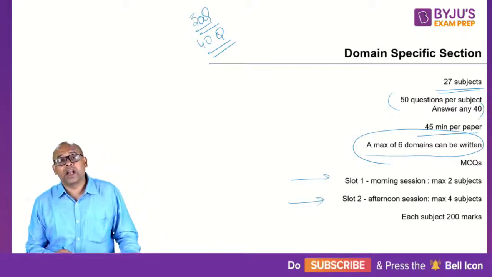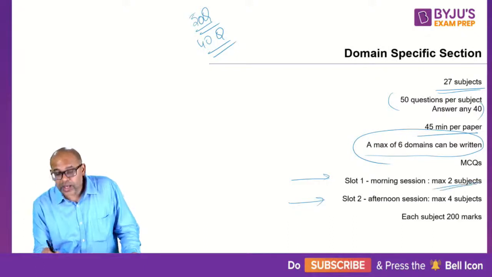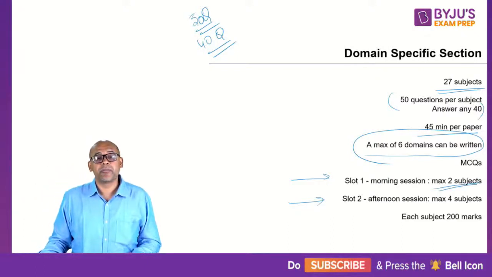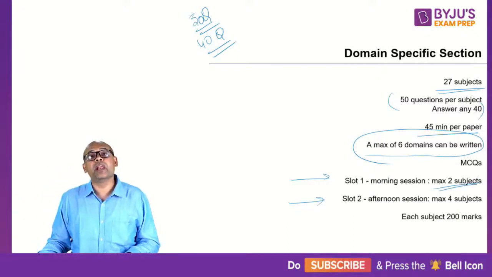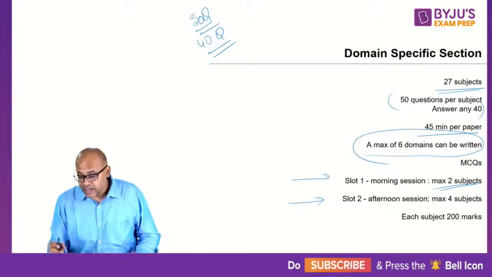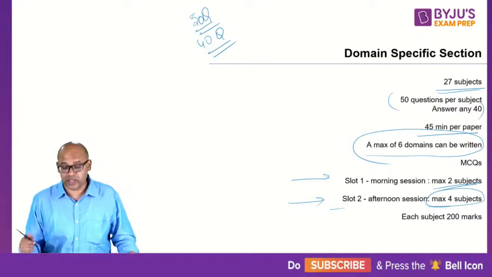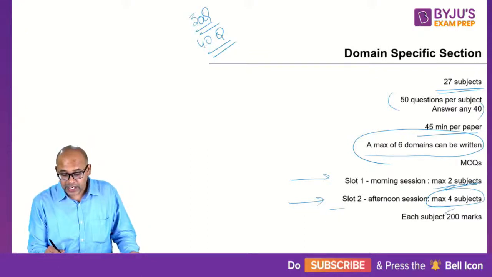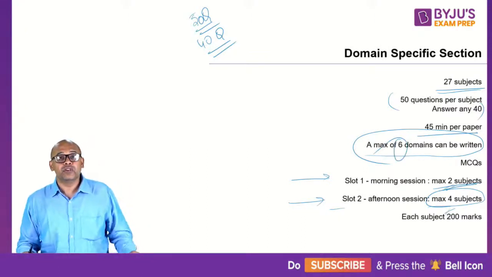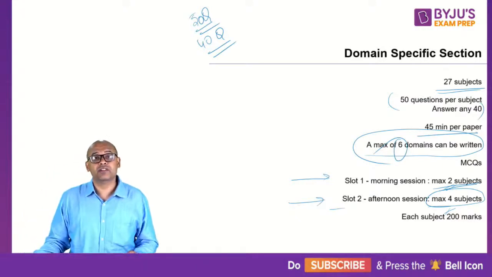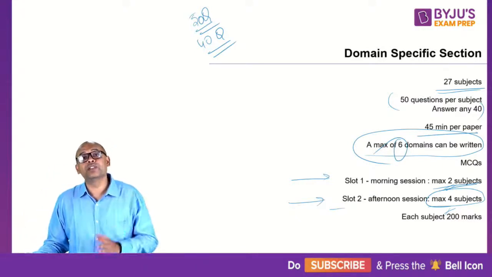In slot 1, you will be allowed to write 2 subjects. In slot 2, you will be allowed to write a maximum of 4 subjects. So 4 plus 2 makes it a total of 6. So slot 1 is the morning session on the day and slot 2 is the evening session.